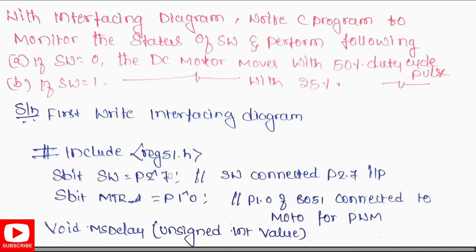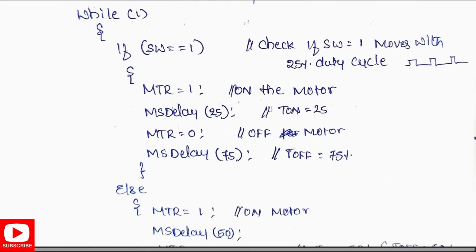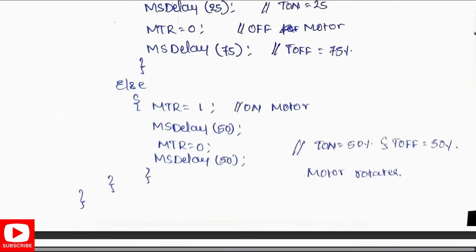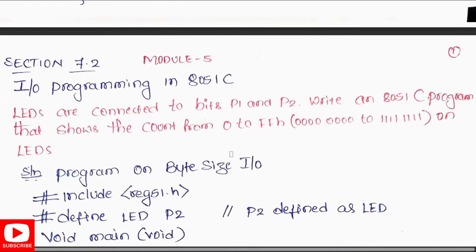And there will be a special case, where they will mention the duty cycle pulse, that is 50% and 25%. Then you have to write with slight changes, where you have to mention ms delay 25, ms delay 25, and ms delay 50, ms delay 50. So this was about that.